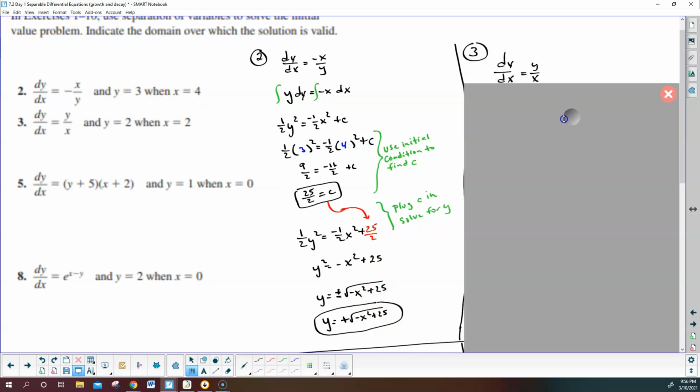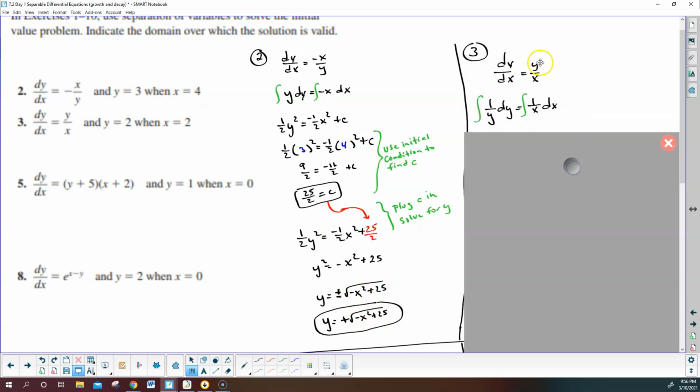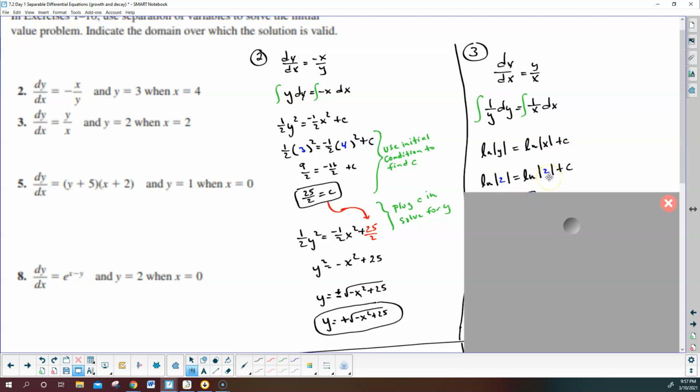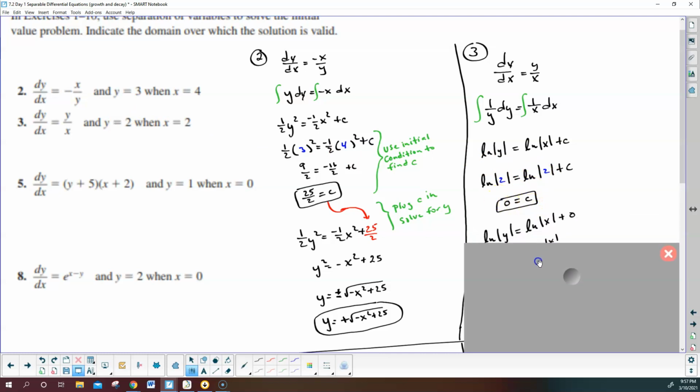All right, let's look at number 3. So again, first step, you want to check to see that you separated the y's and x's correctly. So you should get the x staying on the denominator on the right side, and then the y moving over as 1 over y. Then when you take the antiderivatives, notice they're both ln of absolute value of y, ln of absolute value of x. At this point, I'm going to plug in my initial condition. They're both x is 2 and y is 2. And then I'm going to simplify, which tells me c equals 0. And then I plug c back in, and then we got to solve.